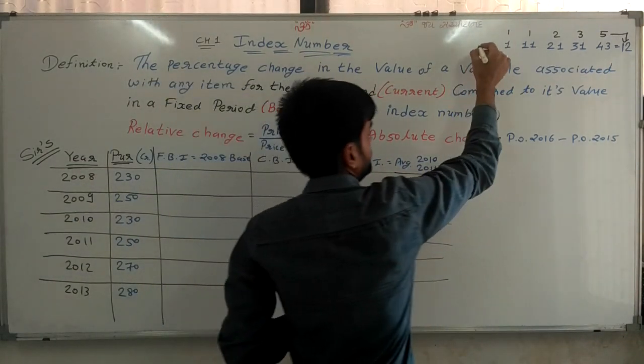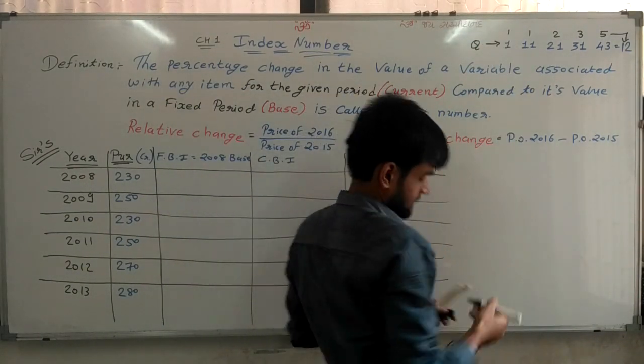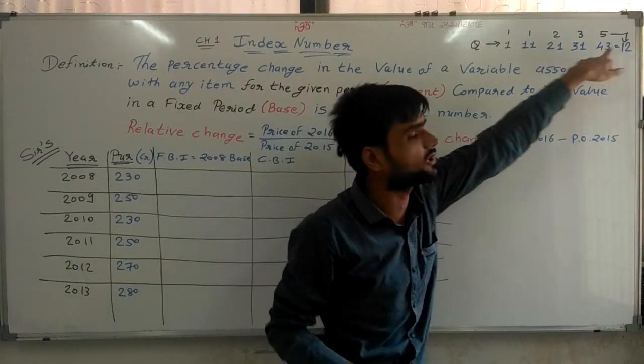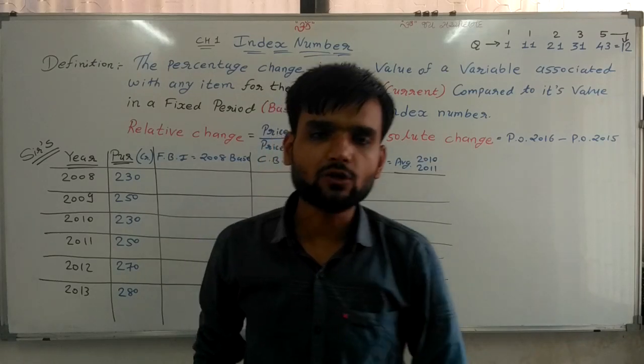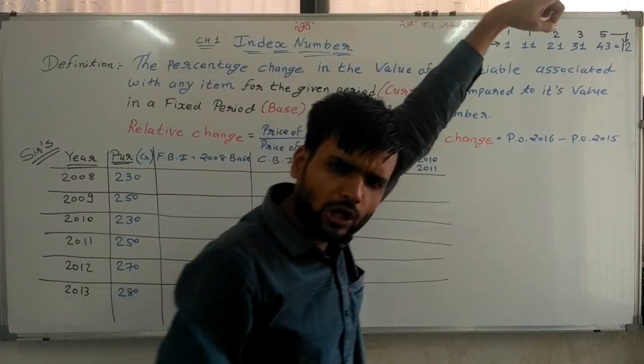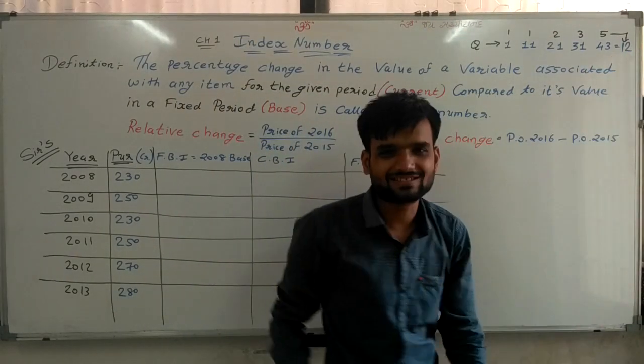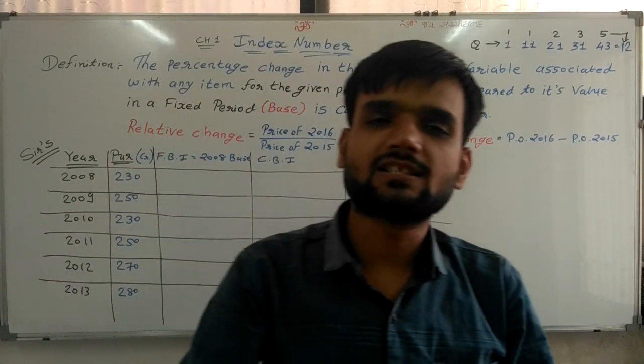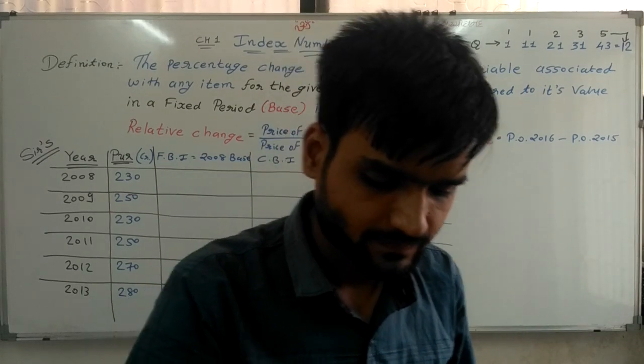And the question numbers for this are question number 1, question number 11, 21, 31 and 43. These 5 questions will be asked in your board examination and the marks are 12. Now, what are we discussing in this chapter?